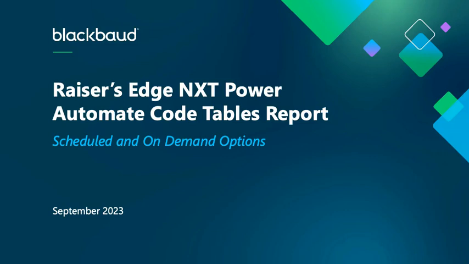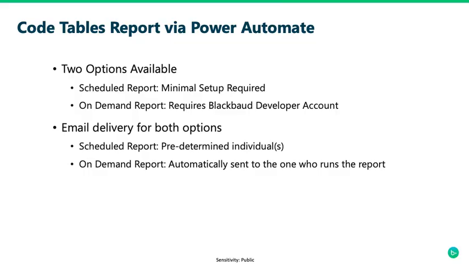Welcome to this walkthrough of the Razor's Edge NXT Code Tables report via Power Automate. There are two versions of this report, a schedule report and an on-demand report. Both versions produce an email report. The schedule report is easier to set up and may be the one for those just getting started with Power Automate. The on-demand report does take a bit more setting up to do.